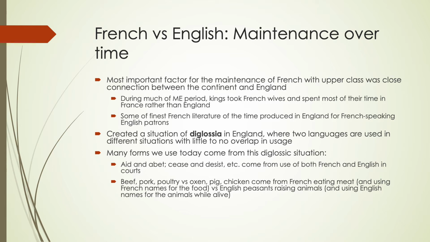This is because of this diglossic situation where the English who were raising the animals used these English names, and the people eating the meat after it was killed were the French. And so this is where we get some of these distinctions about different terms for the same kind of idea.